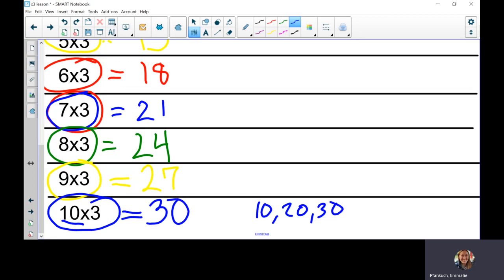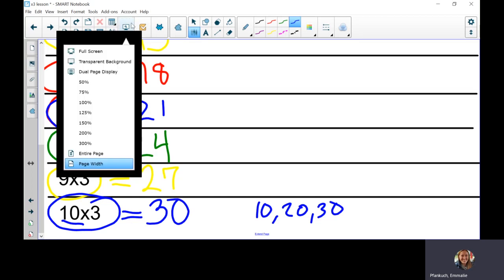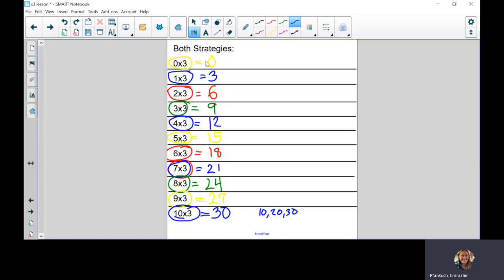So you guys pick the strategy that works best for you. Keep working hard to memorize these, but when you get stuck, now you have a couple new strategies to help you solve times 3.